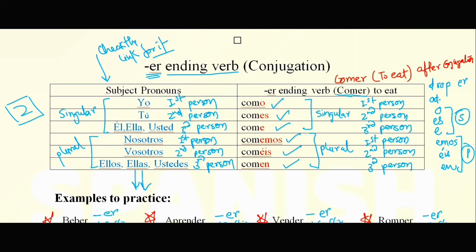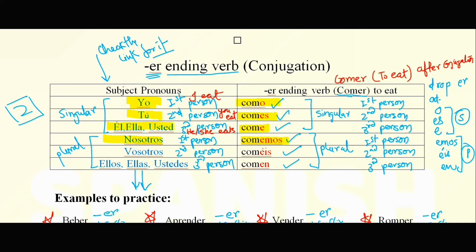and respectively subject pronouns and conjugations. I'm highlighting it and translating it again. Yo como, I eat. Tú comes, you eat. Él, ella, usted come. He, she eats. You will get the meaning of usted later.